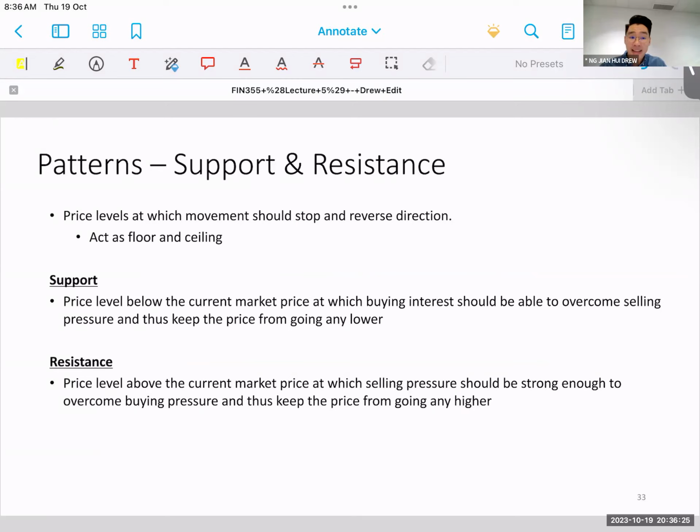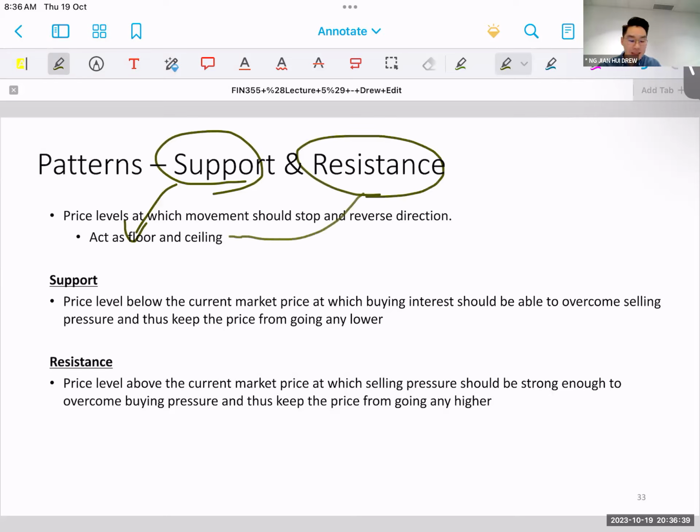Now let's look at patterns. So we have this thing called support and resistance. And what does it mean? The support is basically the floor, right? What is supporting the bottom, the foundation? The resistance is basically the ceiling. So it's going to resist the price. And we can see what this means in a bit. So this is the explanation here. What's a support? What's a resistance?